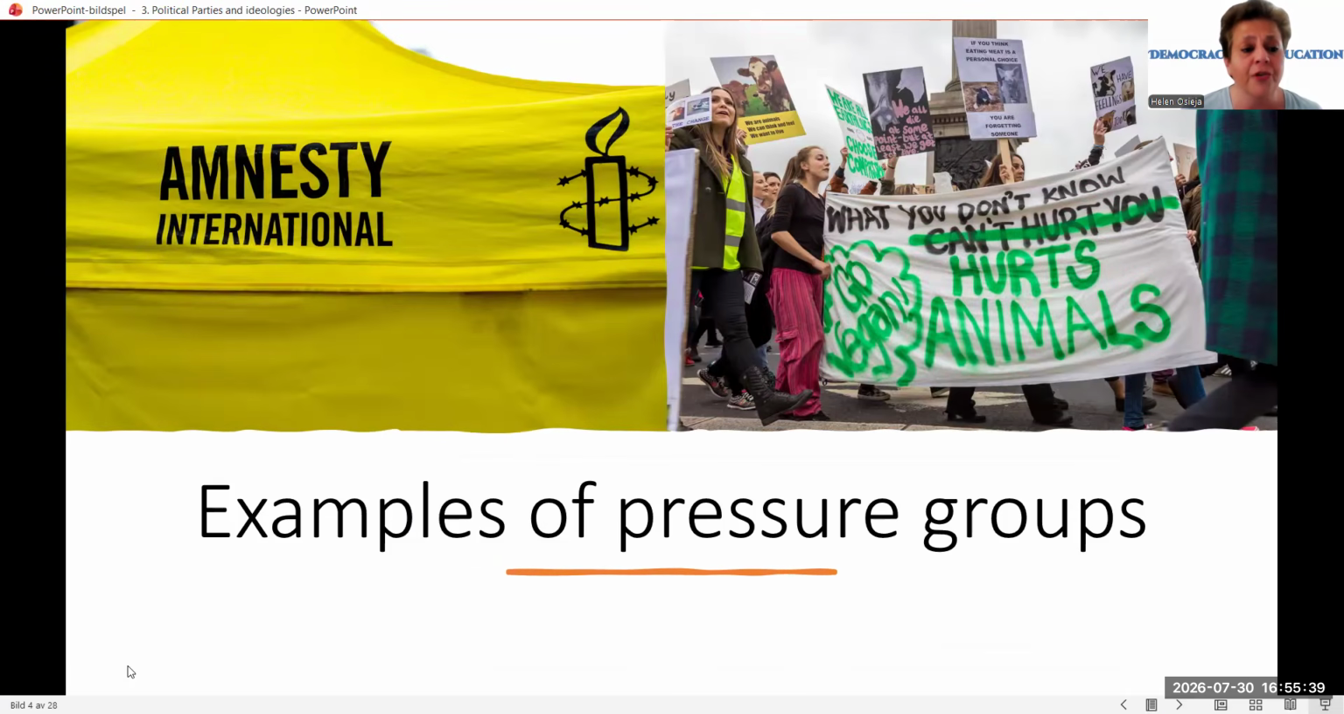We have here two examples of NGOs or pressure groups. Amnesty International, an international NGO whose aim is to defend human rights in practically every country. And then we have an example here of an animal rights organization in the United Kingdom. Now, these organizations, these groups, do not participate directly in elections. However, their way of exercising power is by forming public opinion, by disclosing information that definitely could make politicians consider these points of view because they don't want to lose voters.